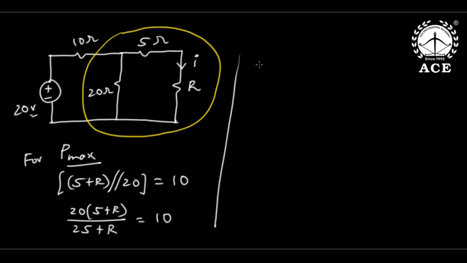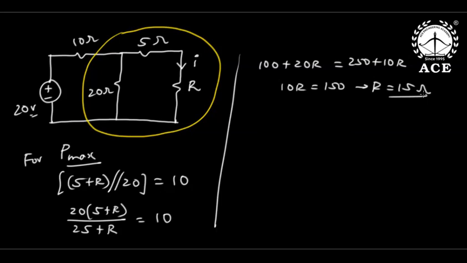Now if you cross multiply, that is nothing but 100 plus 20 R, and this is nothing but 250 plus 10 R. So from that I can write 10 R equal to 150. R is 15. We got R as 15 ohms, and that is under Pmax condition only.